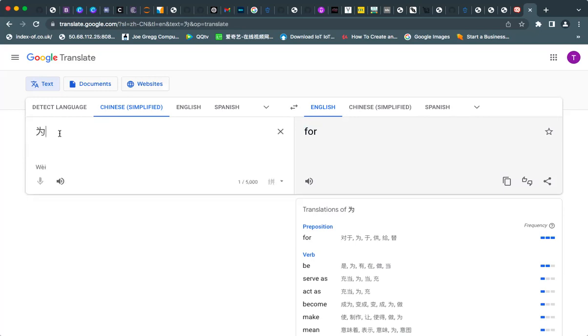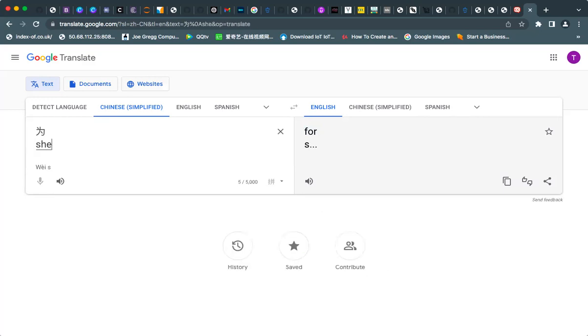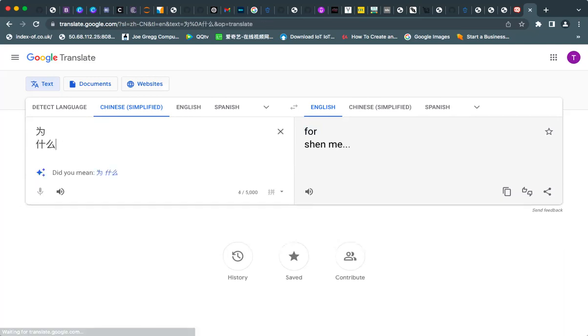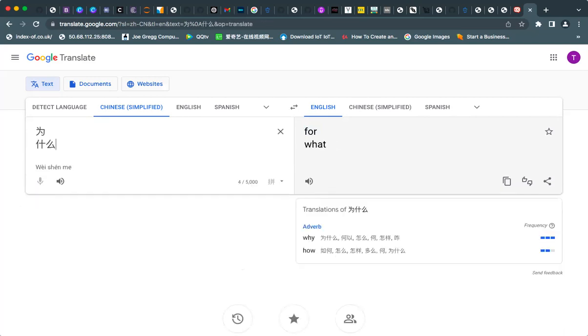Okay. And then what is shenma? So in Chinese, why is "for what"? Okay. Oh, okay, that's how they translate it. Clever. Yeah, and rude as well, right? I want to go somewhere, for what? Can you lend me some money, for what? Why? So, for what? That's the Chinese translation of why. Okay, wei shenma. All right.